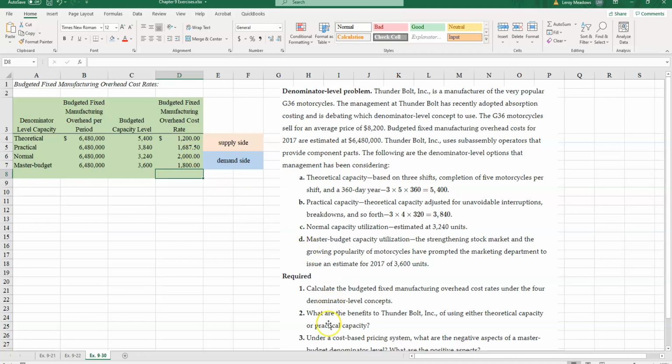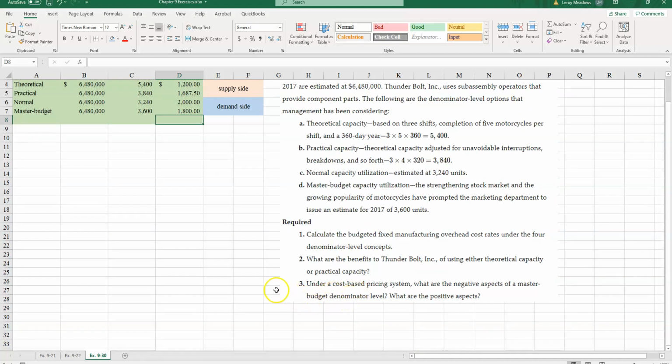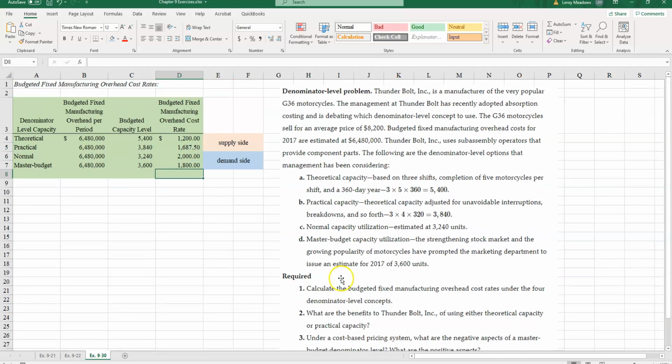So let's take a look at part three. Under a cost-based pricing system, what are the negative aspects of a master budget denominator level, and what are the positive aspects? Well, under a cost-based pricing system, this could lead to higher prices when there's a lower level of sales or a lower level of demand. And what do we talk about in the chapter? That if there's a lower level of demand, and our fixed manufacturing costs are higher on a per unit basis, if we don't adjust to that, we could inappropriately get caught up in the downward demand spiral, where we're not changing our costs because we're assuming that our full manufacturing costs are this. That can lead to erroneous pricing decisions, where our competitors may be lowering their prices, we're not. So what's going to happen to our business? It's going to continually shrink because we're not meeting our competitors' prices.